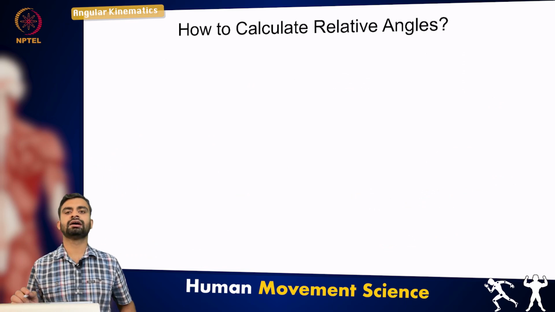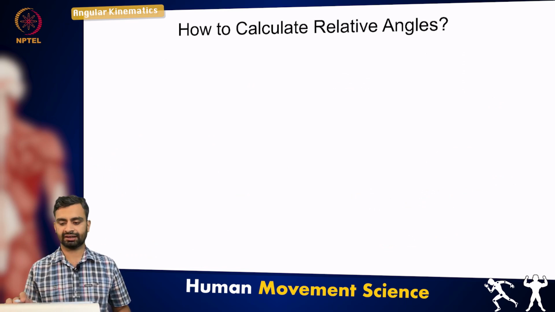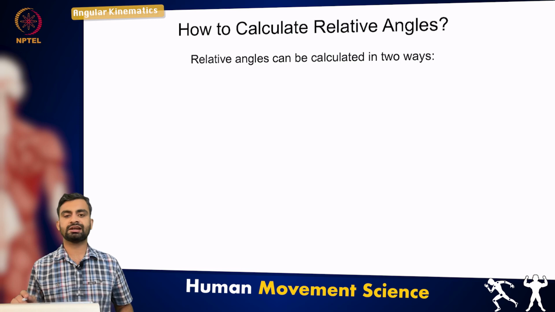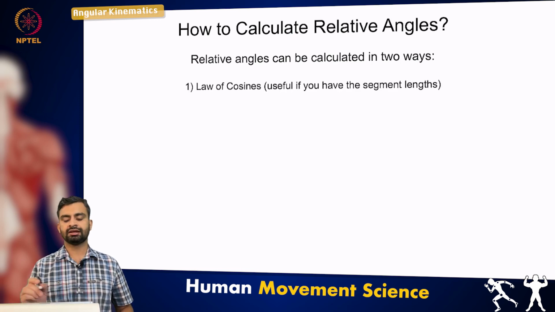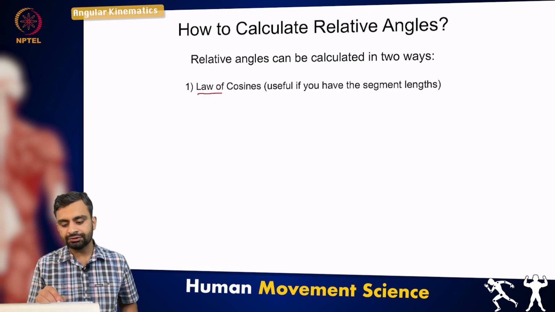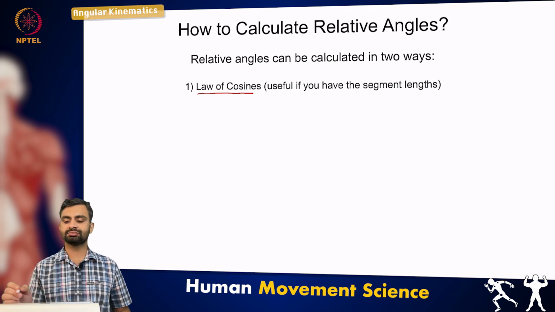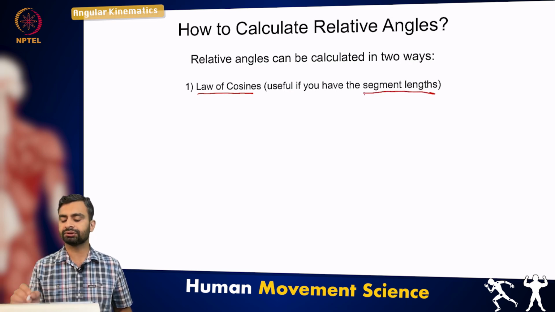Now let's look at how we can calculate the relative angles. Relative angles can be calculated in two different ways. The first one is by using the law of cosines, and this method is helpful only when you know the segment lengths.